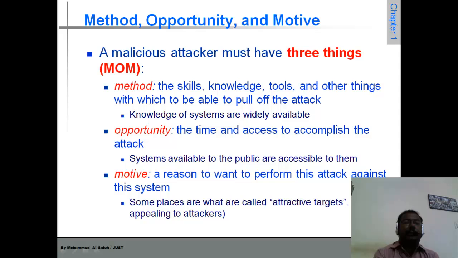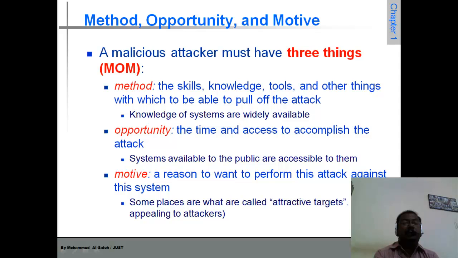Next we will see what is method, opportunity and motive. A malicious attacker must have 3 things. In short we call it MOM, M-O-M: the method, opportunity and the motive. What is method? It is the skills, knowledge, tools and other things with which to be able to pull off an attack. That person should have the skills, the knowledge, tools and other concerned things which will actually help him to make an attack.